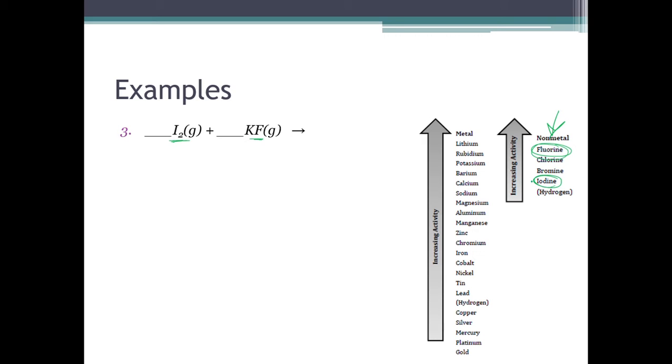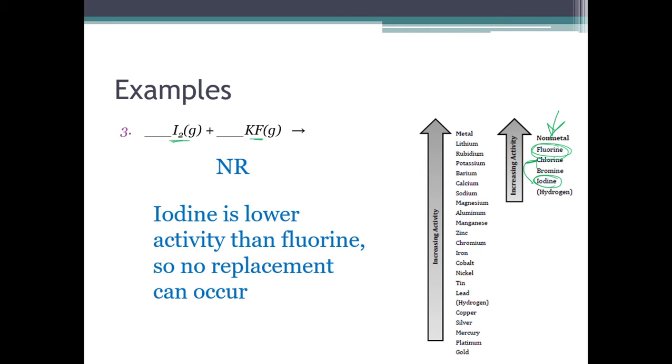Here's iodine down here. Iodine is trying to replace something much higher on the activity series, and that is not possible. Fluorine is the most active element. If it's in a compound, it's staying in the compound. So once again, we can just say no reaction. Iodine is lower activity than fluorine, so no replacement can occur. Fluorine is not budging.